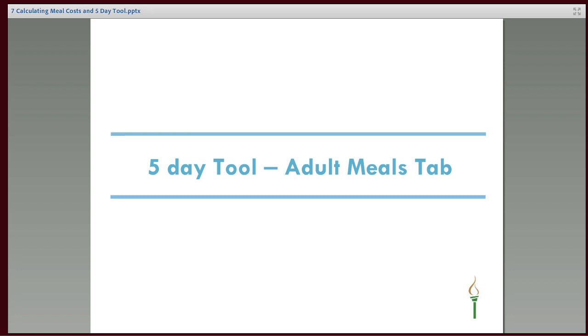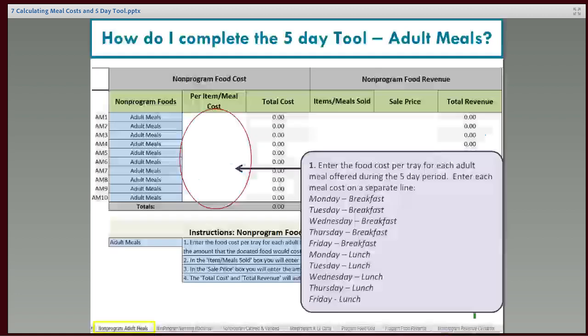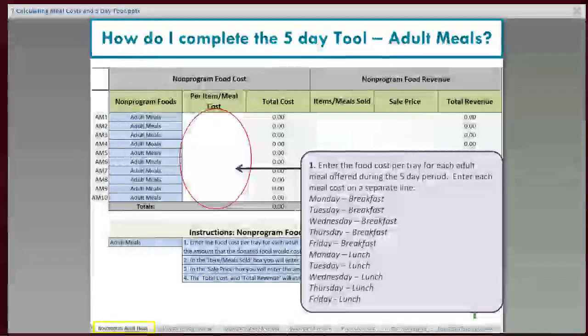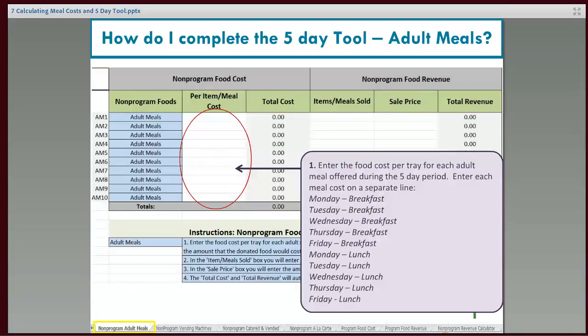There are different tabs at the bottom, and the first tab we'll complete is the Adult Meals tab. On this tab, you'll first enter the food cost per tray for each adult meal offered during the 5-day period. So you'll enter a line for Monday breakfast, Tuesday breakfast, Wednesday breakfast, Thursday breakfast, Friday breakfast, and then again for Monday lunch, Tuesday lunch, and so on.